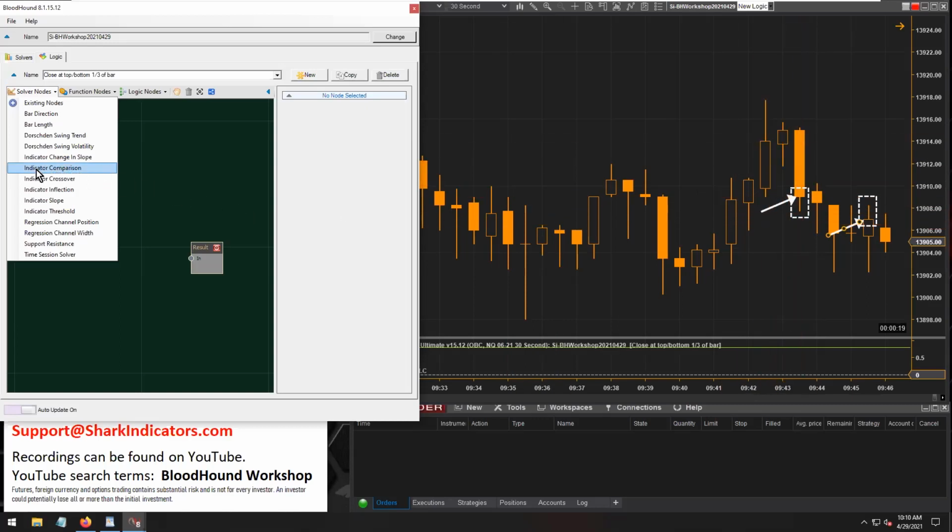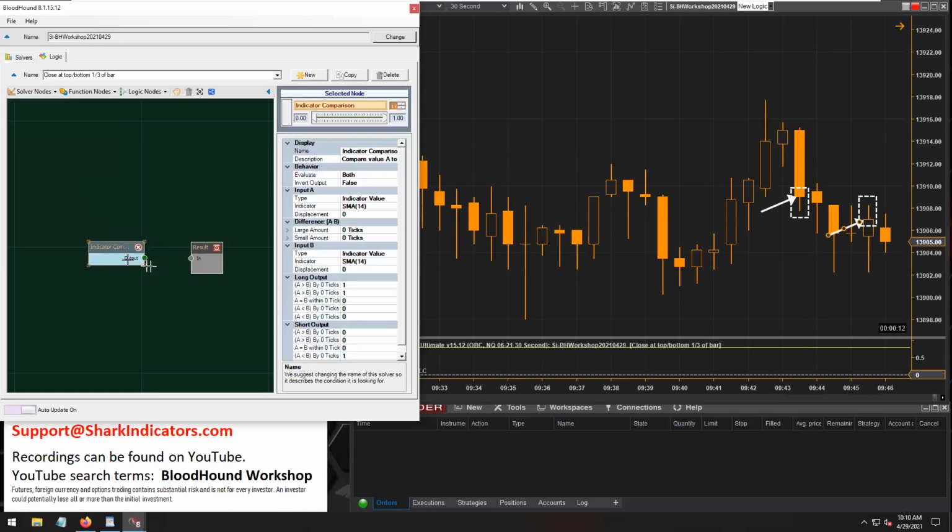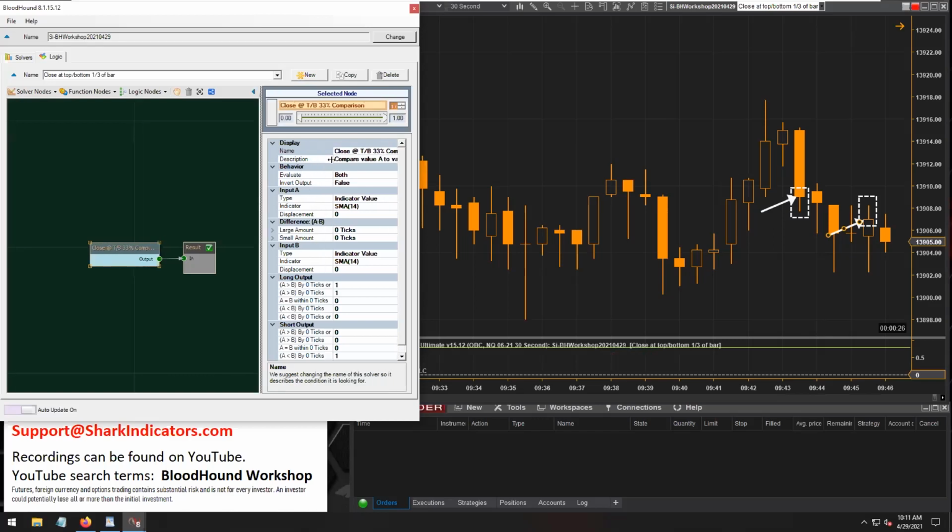So we're going to use a comparison solver here. Put that over here, and let's connect that up. Let's name this. Okay, so there's a name for this solver. We're looking to determine if the close is at the top or bottom 33%.